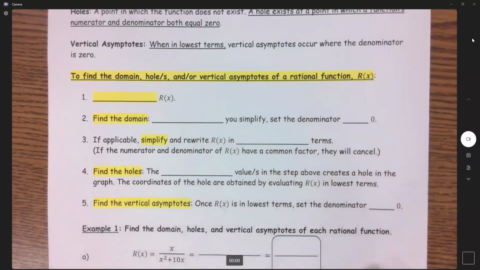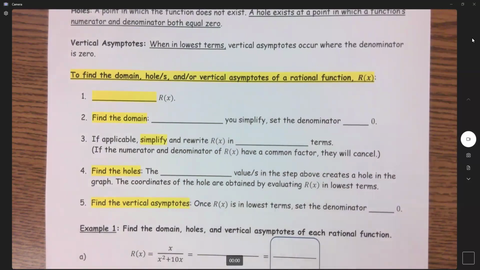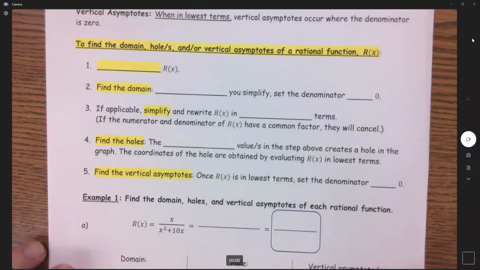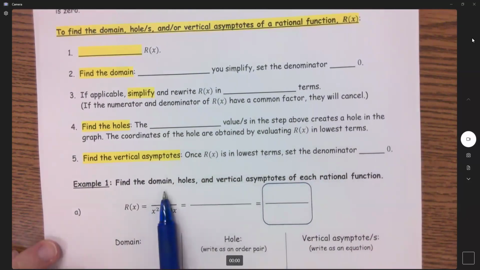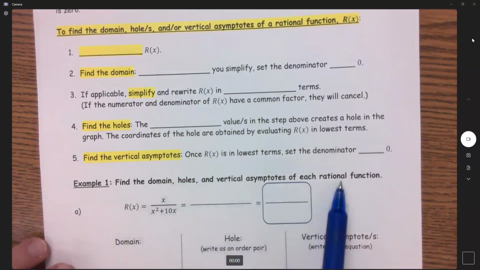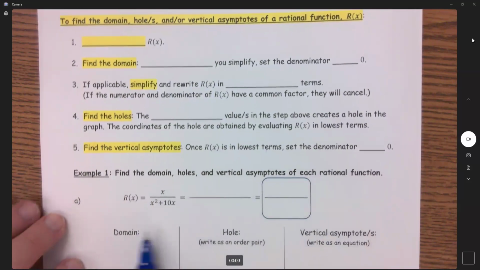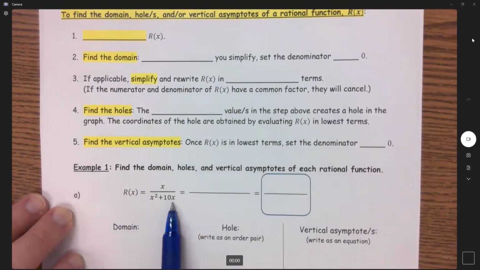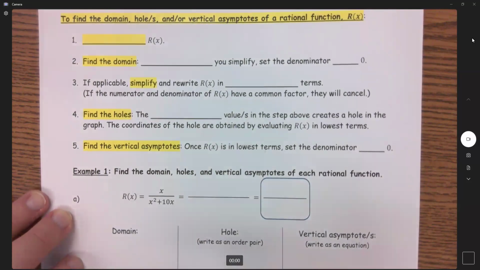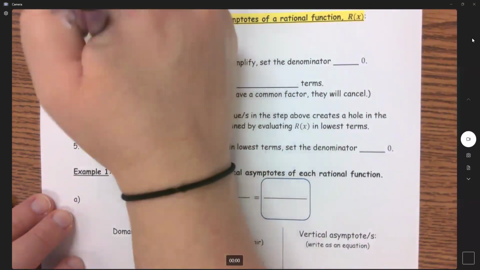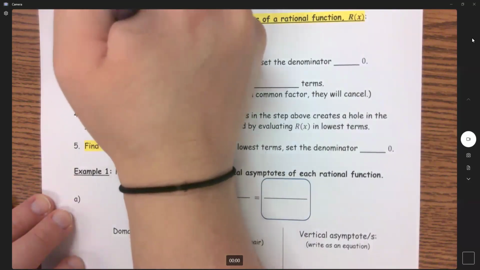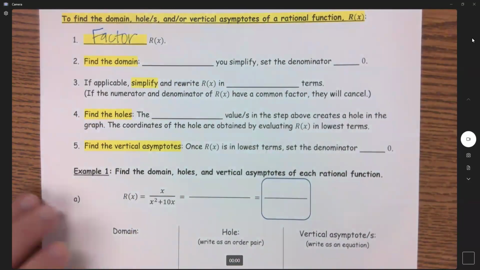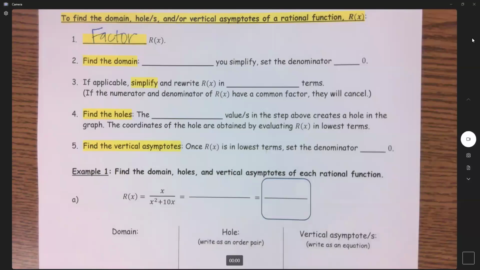So we have 5 steps to find domain, holes, and vertical asymptotes. We're actually going to fill this out as we go through example 1. So example 1 says to find the domain, holes, and vertical asymptotes of each rational function. So for part A, my r of x equals x over x squared plus 10x. So before we start here, the first thing that we need to do is factor r of x.